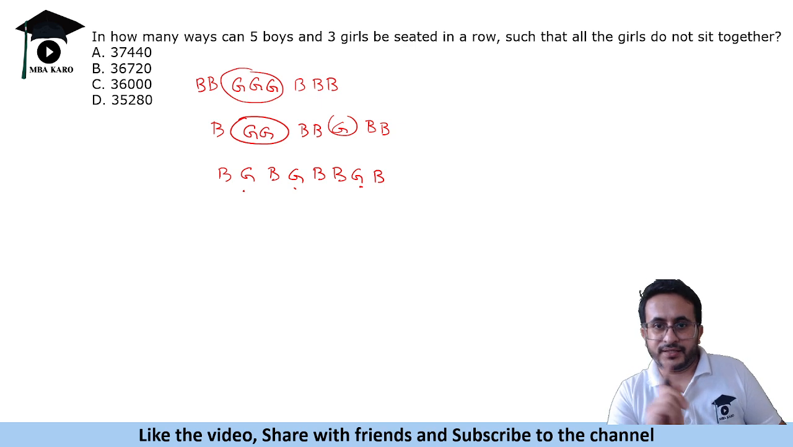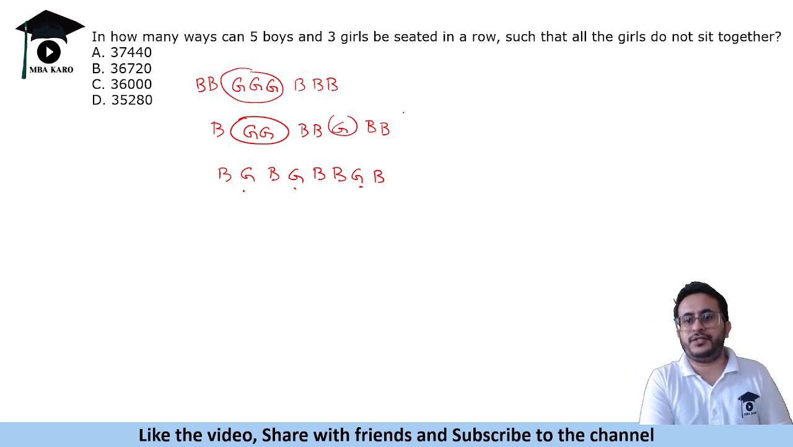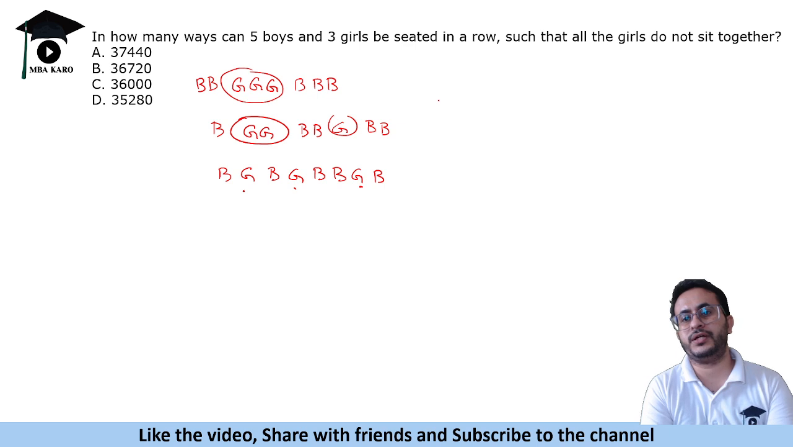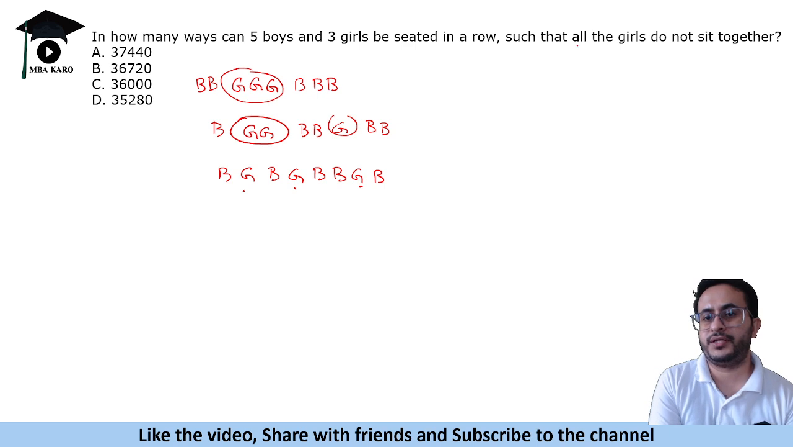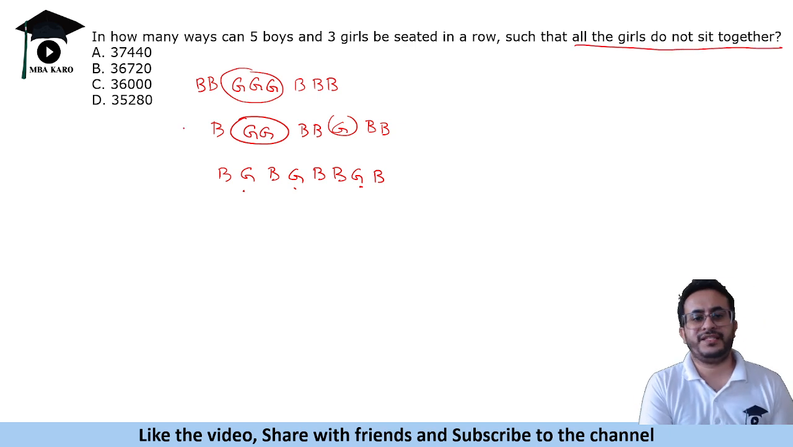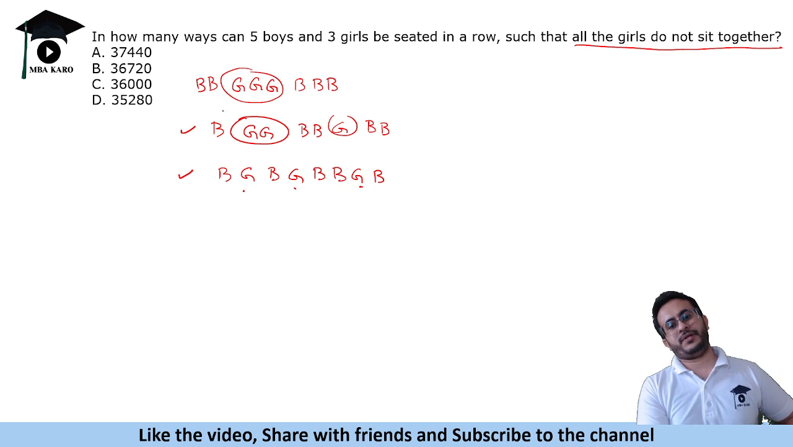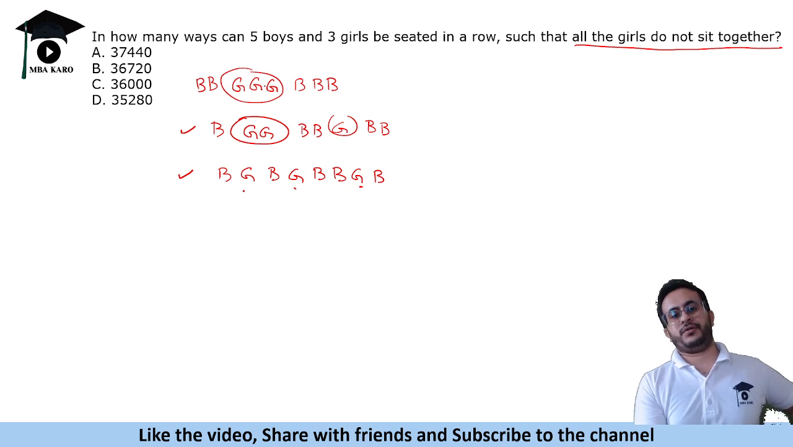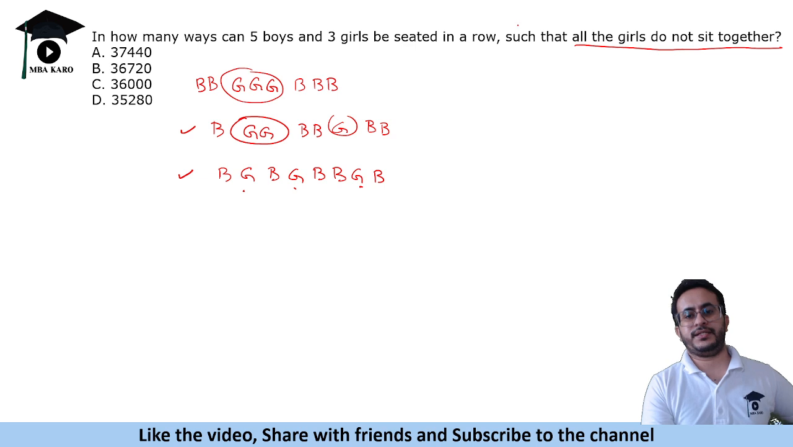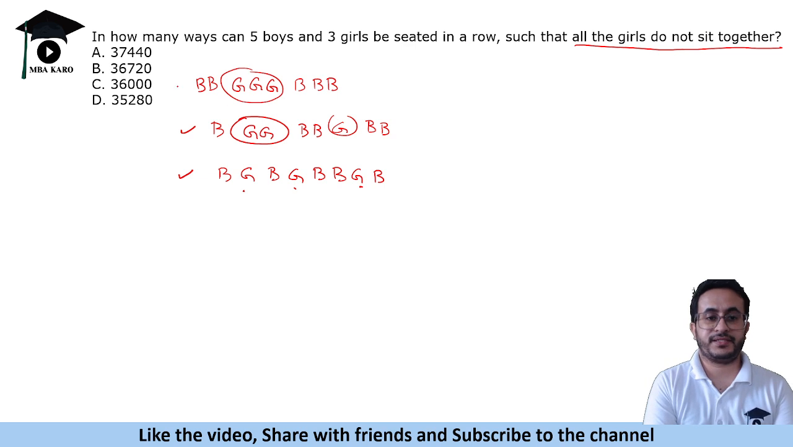Now we need to find the arrangements where the girls do not sit together. All the girls do not sit together. So basically we have to count these 2 cases. All girls should not be together, right? So we will find all cases minus this case.